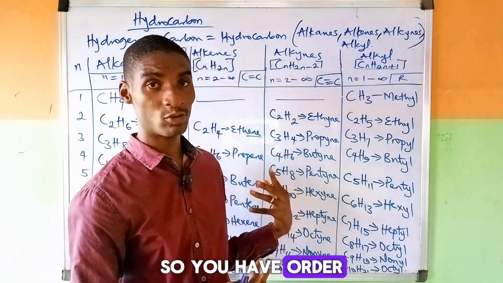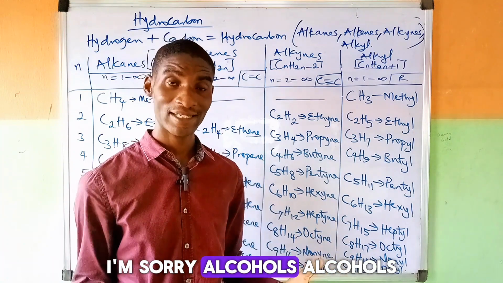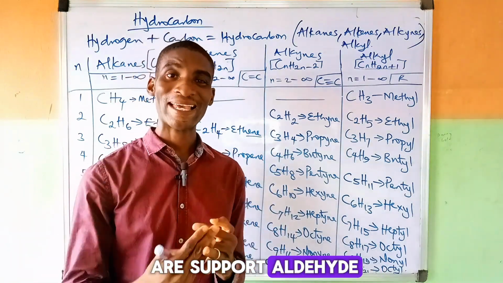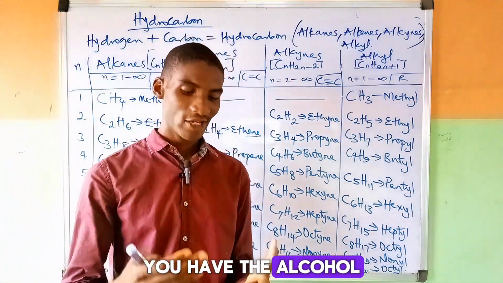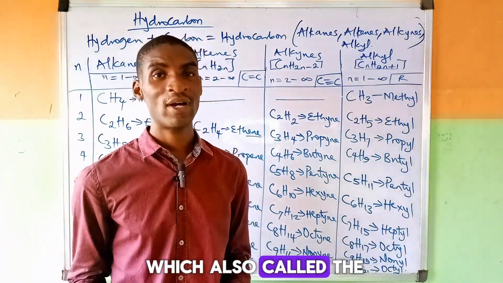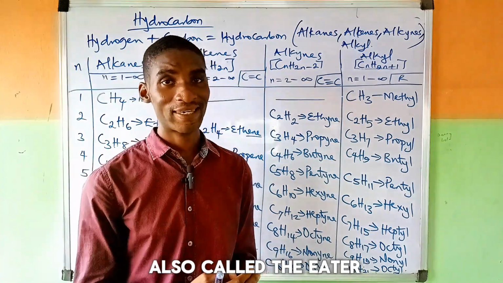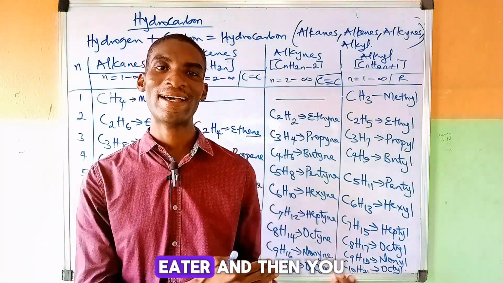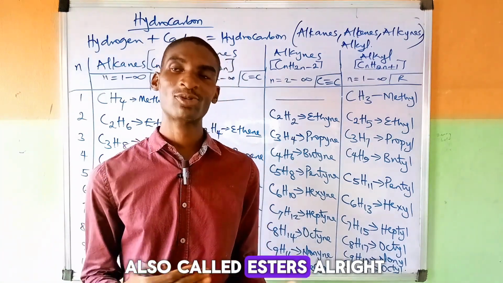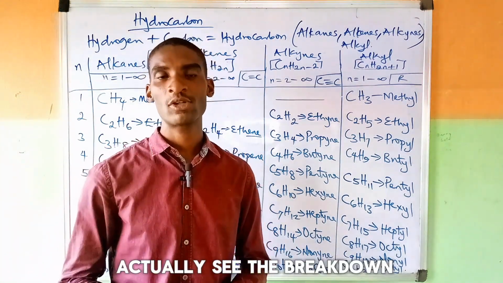Alright? So you have other functional groups. You have alkanols, which are also called alcohols. You have alkanals, which are also called aldehydes. You have the alkanone group, which are also called the ketones. You have the carboxylic group, which are also called the alkanoic acids. You have the alkoxyalkane group, which are also called the ethers. And then you have the alkanoate group, which are also called the esters. Alright? So when you check that video, you will actually see the breakdown.